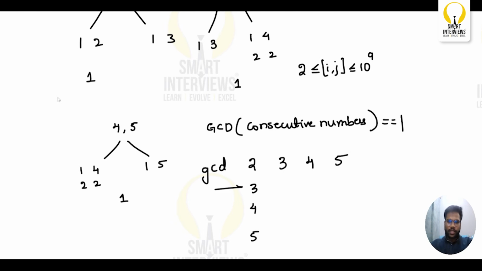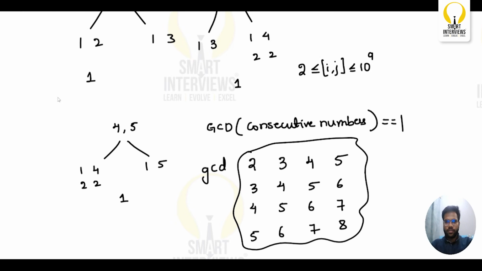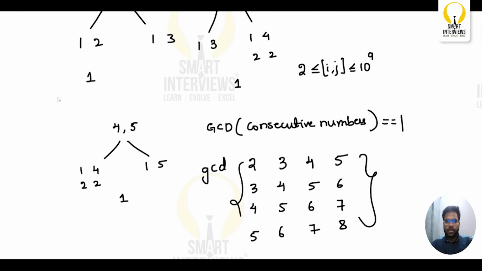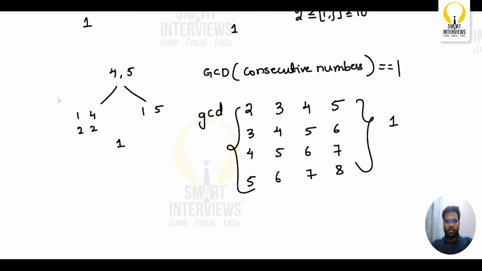Similarly here, how can I get the consecutive elements? Starting from 3, 4, 5, 6. Next, this column needs to have GCD 1, so even here I can use consecutive numbers and so on. This is how we need to construct the matrix. Once we have this matrix, obviously the GCD will be 1, by the fact we saw previously that the GCD of consecutive numbers will always be 1.